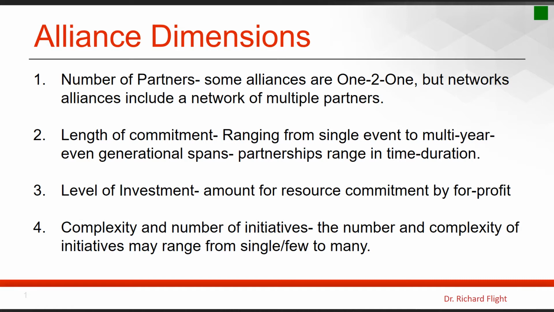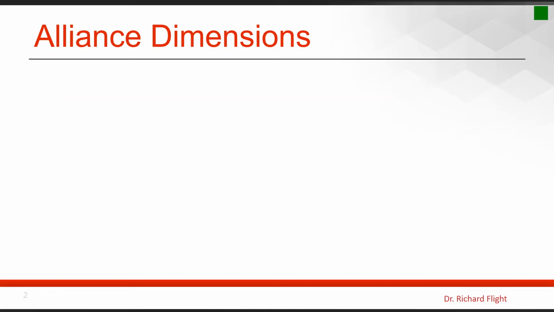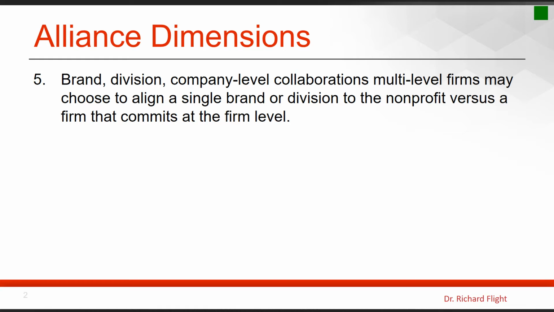Complexity and number of initiatives. So the many different things that the organizations are involved with together, whether they're one or two or many, can add to the complexity of the relationship and the dimensions thereof. From a firm perspective, we think of relationships happening at different levels or scope within the organization, or levels of aggregation. So it could be that a nonprofit is involved with a for-profit at the brand level or at a division level or maybe even at the entire enterprise or firm level.